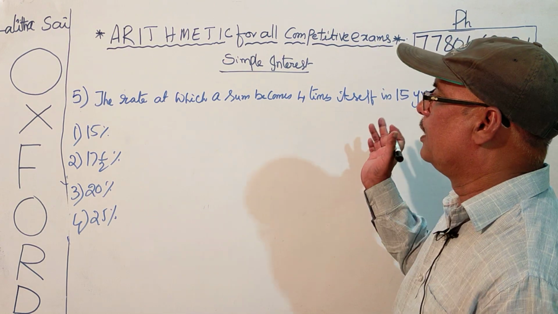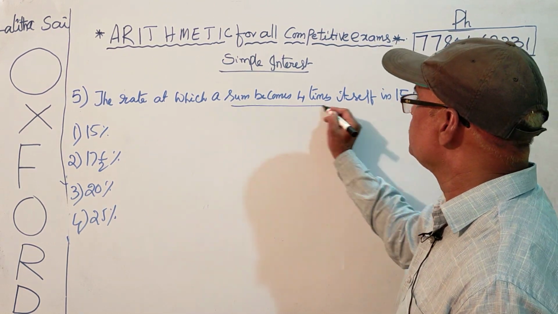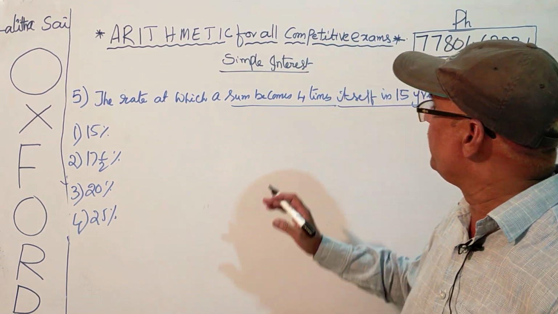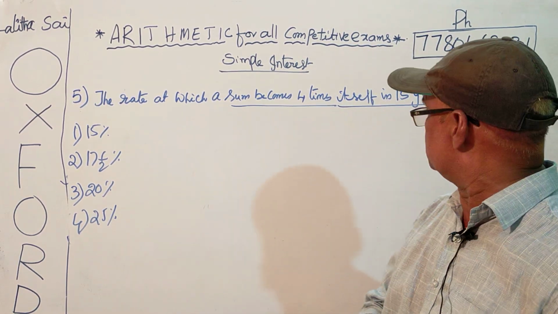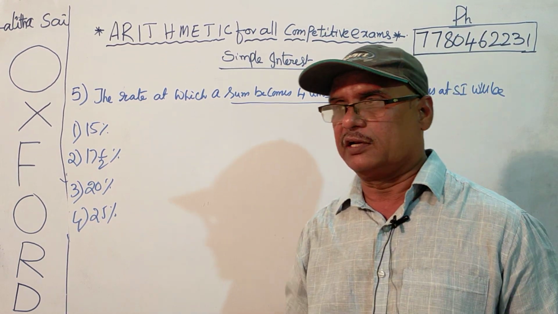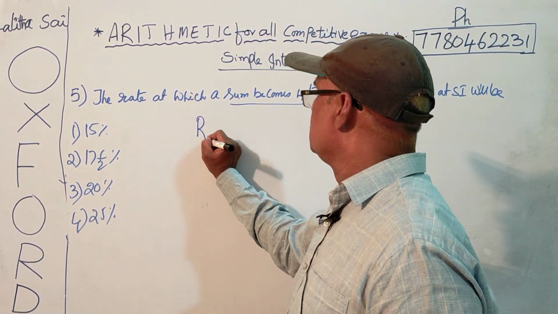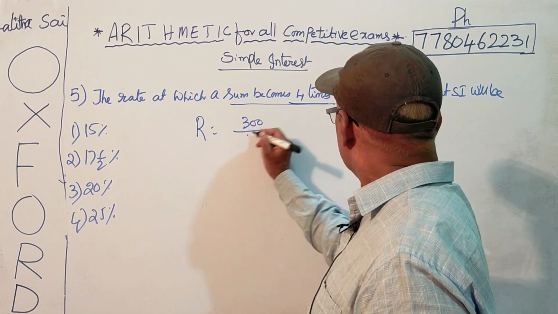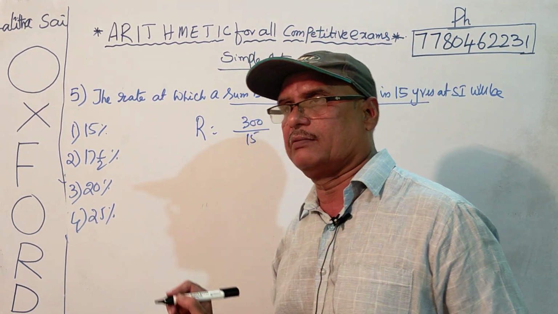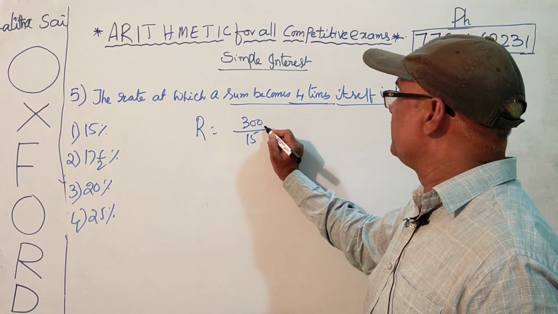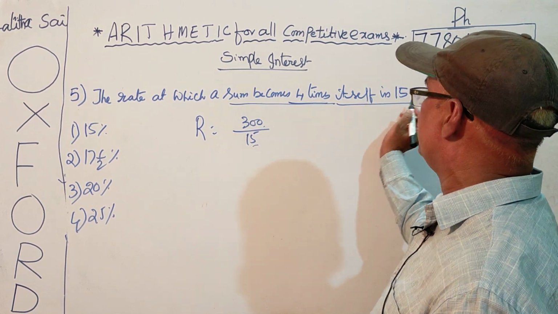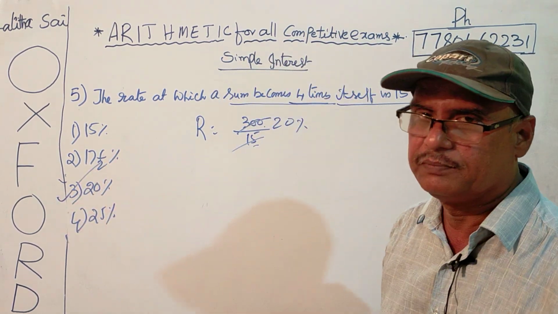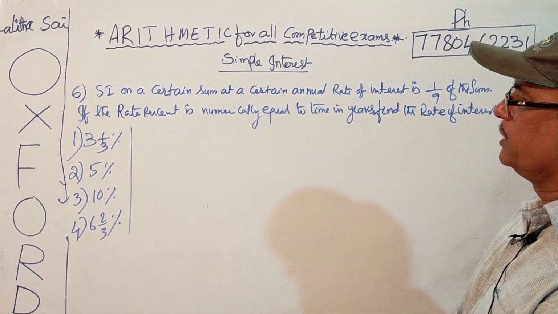Okay. The rate at which the sum becomes 4 times itself in 15 years. Then what is the rate of interest? You know the formula. R is equal to, 4 times means 300, divided by N, that is 15 years. That is 300 divided by 15, which is 20%. That is third option.